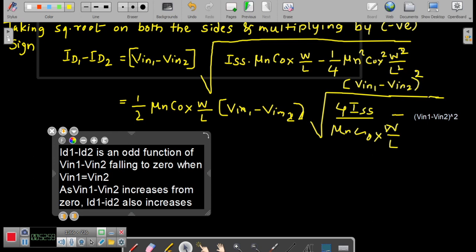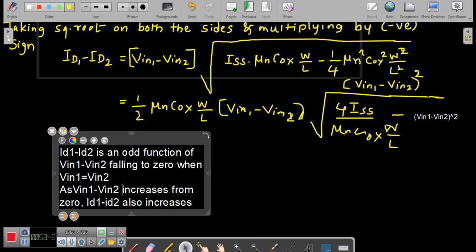This is another important inference. What we are interested in is obtaining the expression for ID1 minus ID2, that is the drain current, in terms of the input differential voltage and also the physical parameters of the MOS device. By physical parameters I mean mu n, the effective charge carrier mobility, the oxide capacitance COX, and the width to length ratio. Then of course you have ISS, which is nothing but ID1 plus ID2. So this is a very important expression.